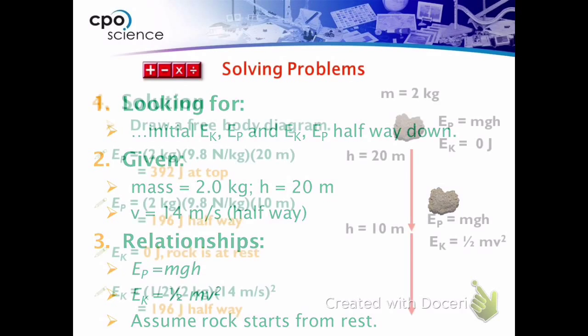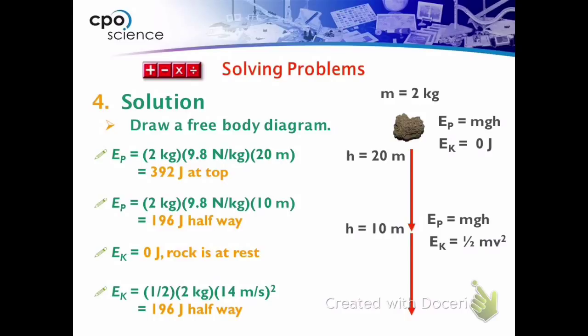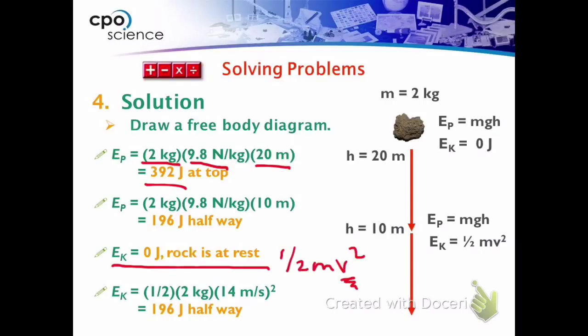rest when it starts. So, at the top of the cliff, the mass is 2 kilograms, gravity is 9.8, and it's 20 meters above the ground. So the potential energy, mass times gravity times height, is 392 joules. The kinetic energy at the very top is 0 joules, right? 1/2 mv squared. When v is 0, it doesn't have any kinetic energy, so that's easy to solve.